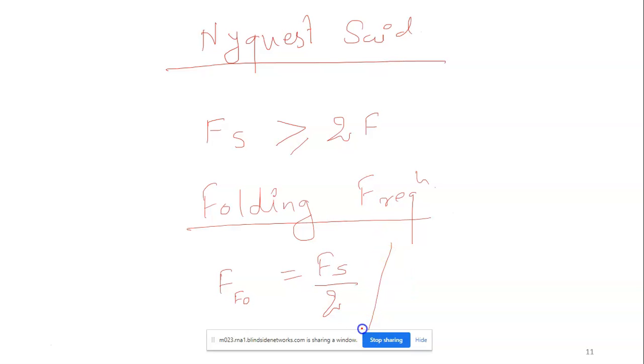In many cases, the sampling frequency is not given. So what you need to do is take the maximum signal frequency, let's call it fm. Then you need to calculate the sampling frequency from that, which is fs equal to twice your fm. Once you calculate it, you have the folding frequency as fs by 2. Keep in mind this is the maximum frequency of a signal.